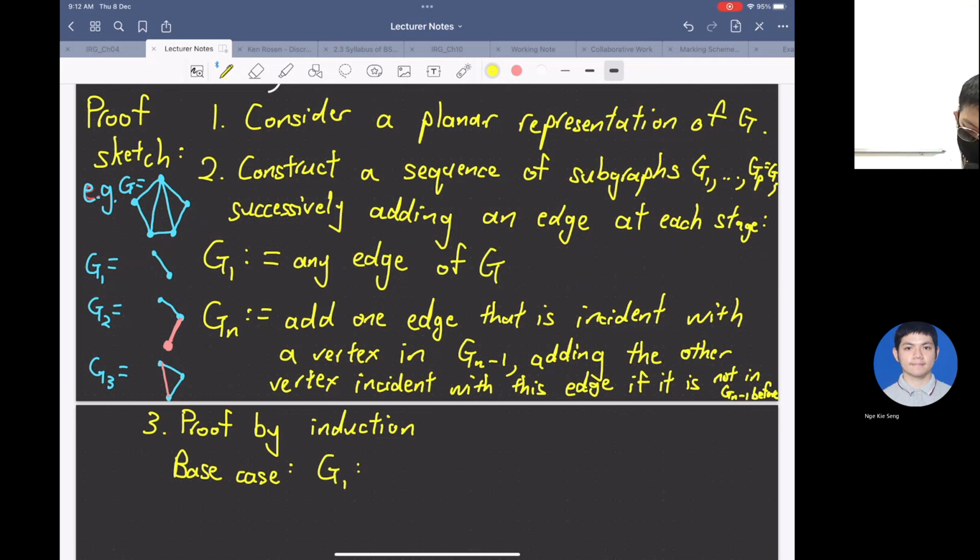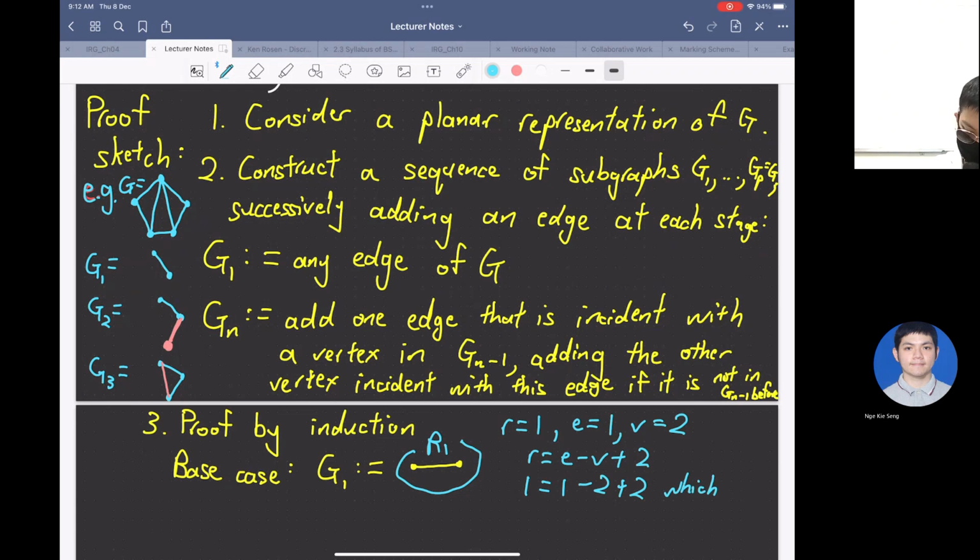Base case is G1. So how G1 looks like is a 2 vertex with 1 edge. Okay, how many region bounded by this graph? How many region? 1. Okay, so there's only one region here. So R equals 1, E equals 1 edge, V equals 2. So R equals E minus V plus 2, so 1 equals 1 minus 2 plus 2, okay. So the formula holds for G1.